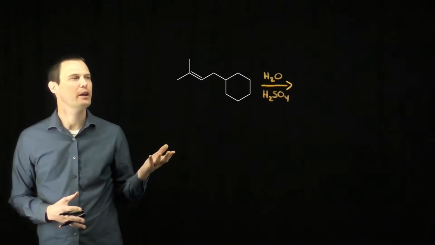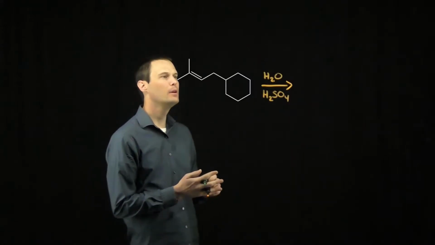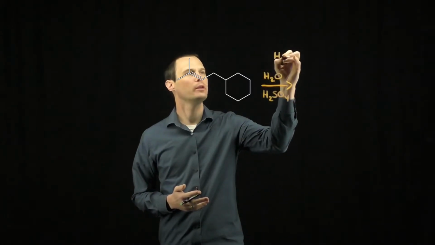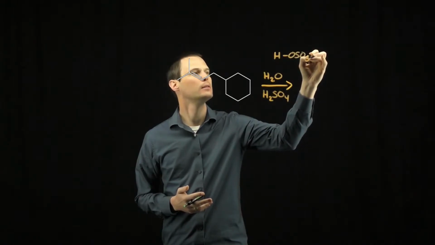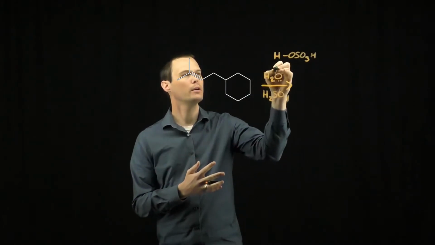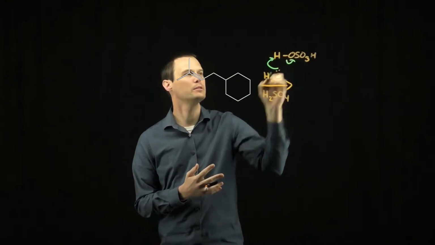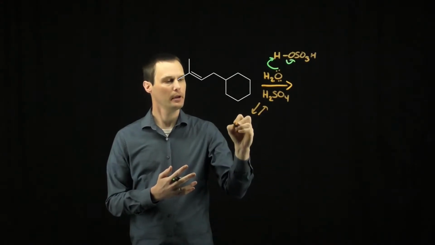This question asks us to draw the arrow pushing mechanism for the acid catalyzed hydration of this alkene. The first thing that will happen is that water will get protonated by sulfuric acid. The oxygen on water will take one of the acidic hydrogens from sulfuric acid, and that will form H3O+.